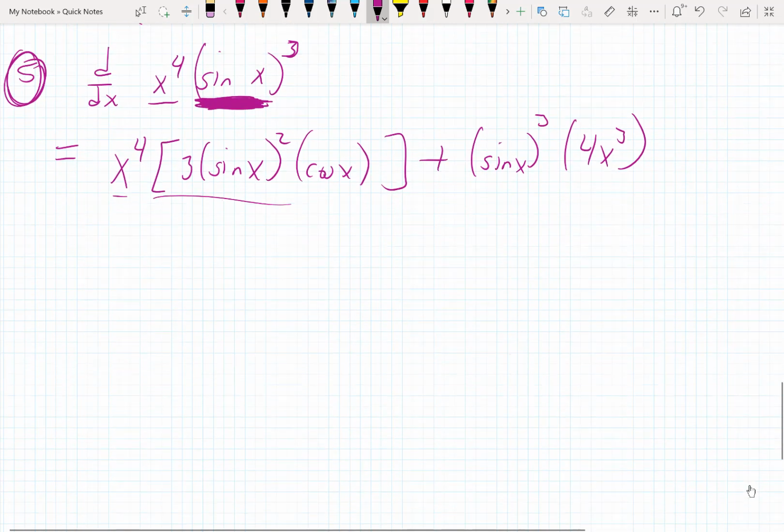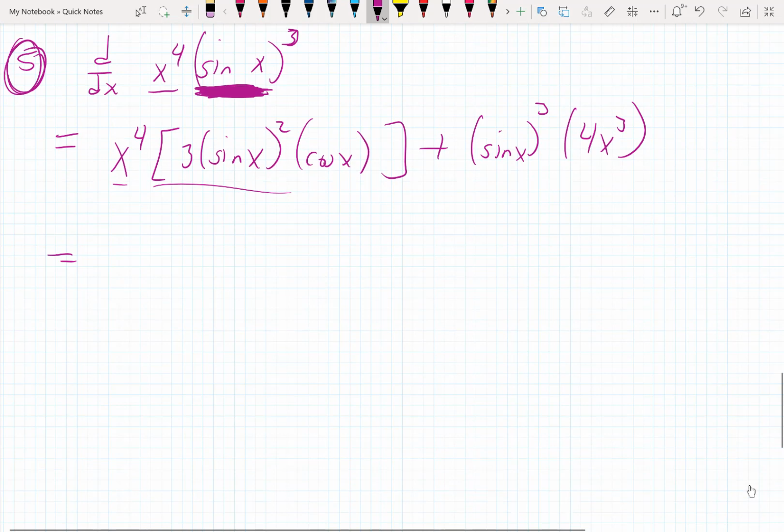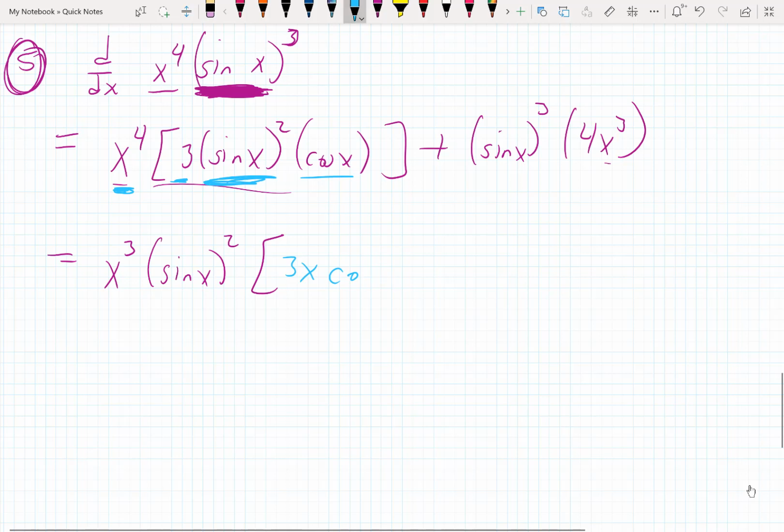And yeah, and now we're just going to clean it up a little bit, see if I can pull any common factors out. I notice they both have an x cubed, and they both have a sine of x squared. So when I pull it out of this first term, I'll have a 3 that survives and an x. And this got pulled out, but the cosine of x survives, so that guy's taken care of. And then for this term, the 4 survives, the x cubed got taken out, and then one of these sine x's survives. And so yeah, that's that.